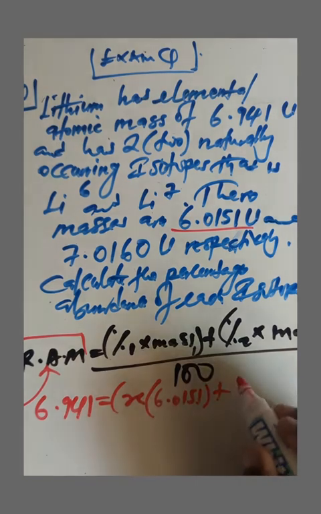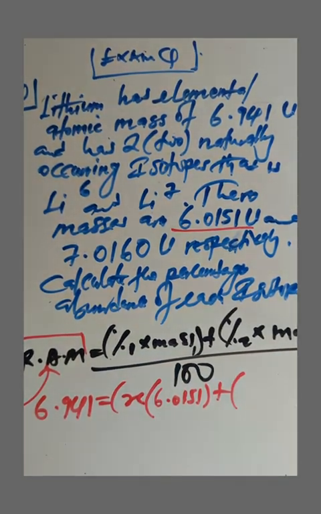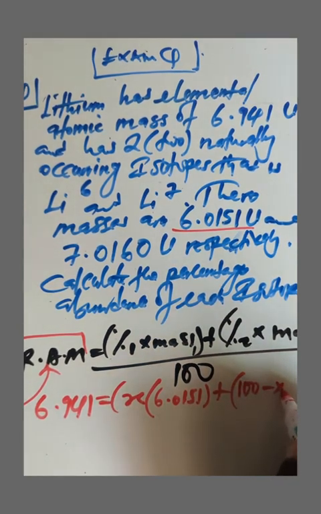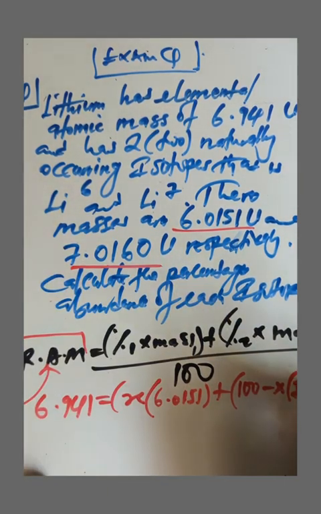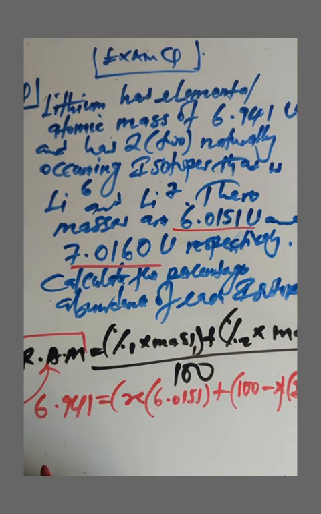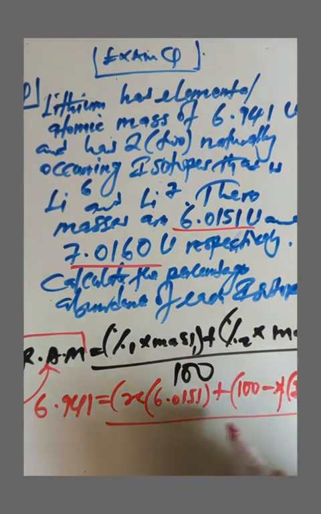plus our percentage abundance 2. Remember, the total abundance is always equal to 100%. So since we have X, the second abundance will be 100 minus X, and you multiply that by the mass 2, which is 7.0160. Then everything you divide by 100.